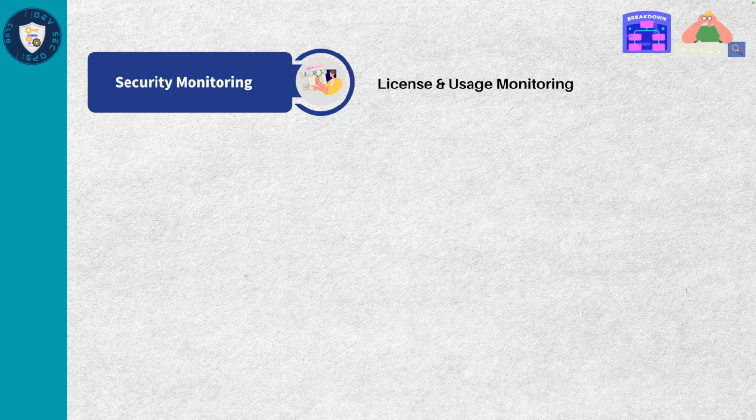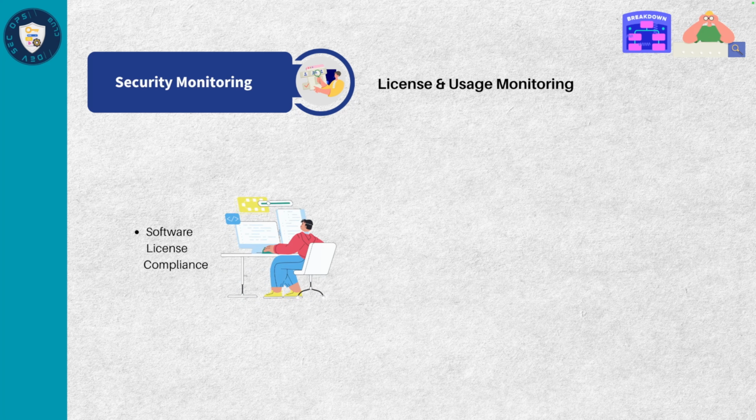Next, license and usage monitoring, tracking software usage and ensuring compliance with licensing agreements, right? It should not be that you are using software for which your company does not have a license. Of course, it doesn't usually happen, but still, it falls under the security monitoring domain, where we have software license compliance, which prevents violation of software usage policy.